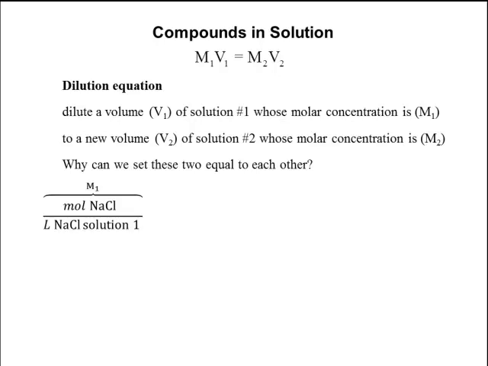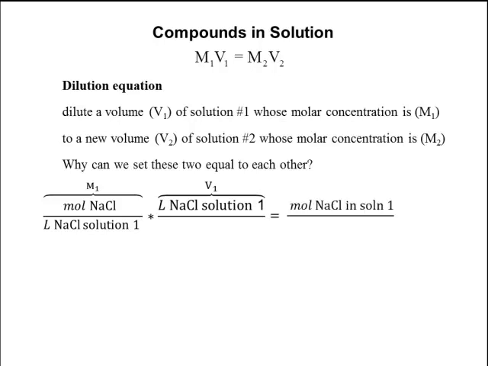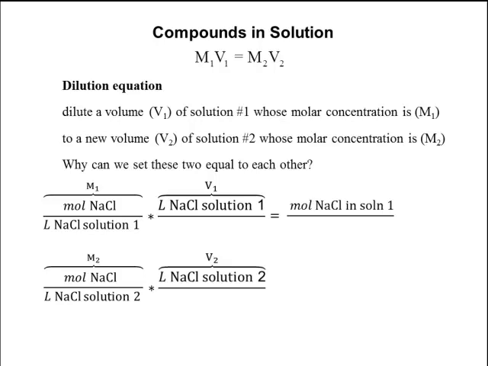Well, let's say I have a molar sodium chloride solution, and I took a certain volume of that sodium chloride solution. When I multiply those out, I get moles of sodium chloride in solution 1. I then look at my new solution that I'm going to be making, which is going to be my dilute solution, and its molarity is going to be moles of sodium chloride per liters of sodium chloride solution times the liters of sodium chloride solution, and that'll equal moles of sodium chloride in that second solution, in that dilute solution.